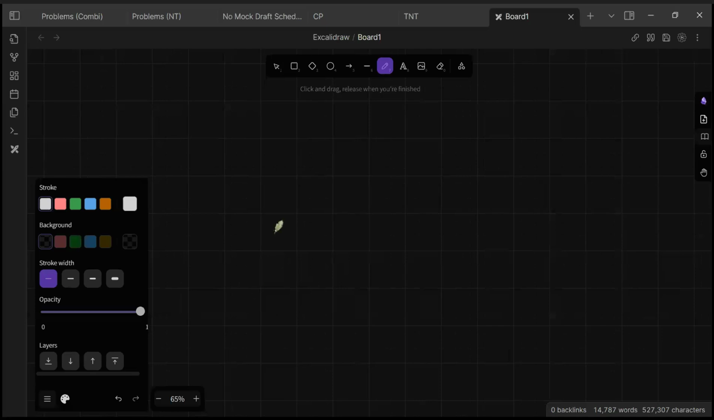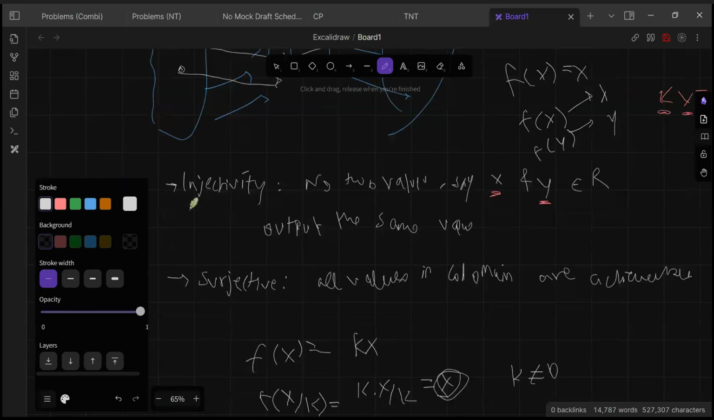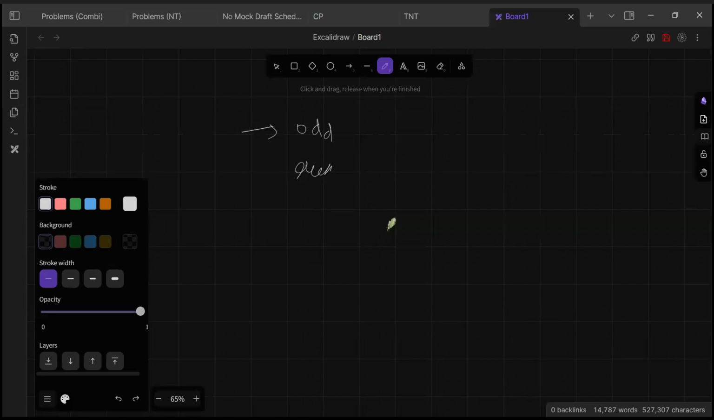I'll define one last thing: odd and even. By the way, not all functions are going to be injective or surjective. There are functions that are both injective and surjective, and those are called bijective functions, and there are functions which are neither injective nor surjective, and those are just functions.